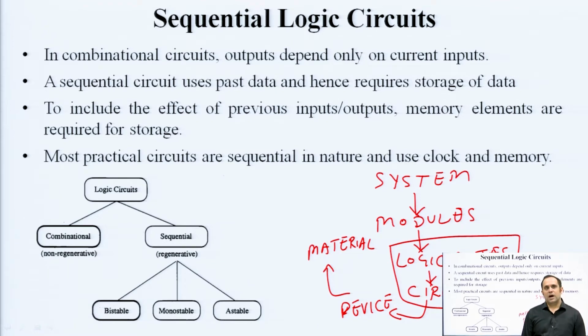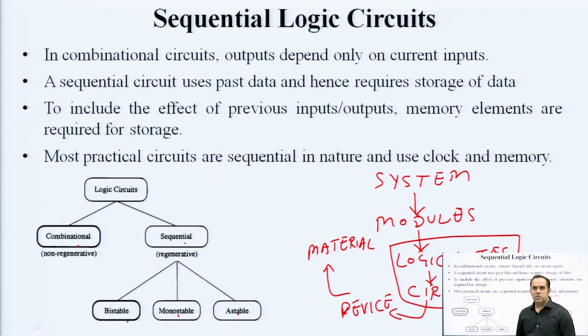A small bifurcation is given for you. Logic circuits is such a wide field that you can have n number of classifications. With reference to the analysis here, you can divide logic circuits into two broad categories, combinational and sequential. Combinational are also known as non-regenerative, sequential are also known as regenerative. Sequential circuits can further be classified into bistable, monostable and astable.